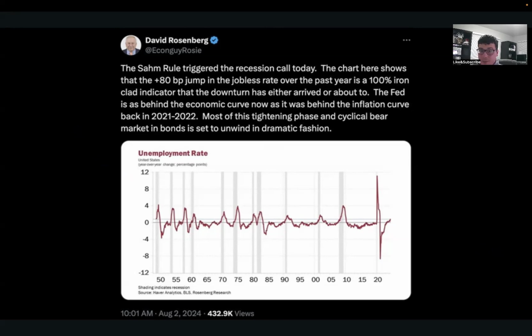So this is a pretty bold claim, 100% ironclad indicator that we're basically in a recession or about to be in a recession. The Fed is as behind the economic curve now as it was behind the inflation curve back in 21 to 2022. So remember when the Fed kept telling everyone inflation was transitory, and then inflation just kept running, going higher. That's basically what he's suggesting right now. Now, that's not much of a bold claim. The Fed is known for being slow and lagging.